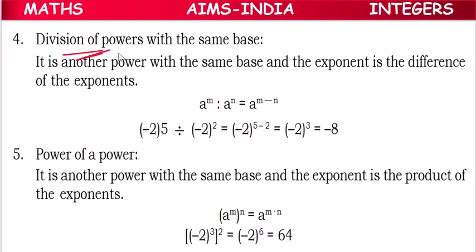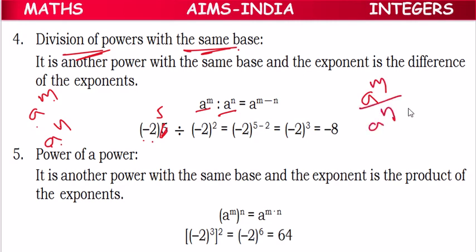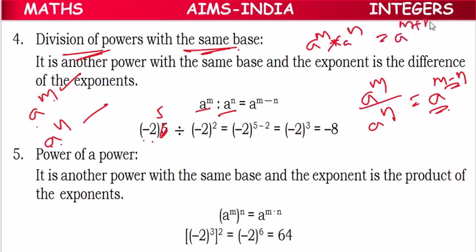Next. Division of powers with the same base. If they have the same base, if a power m is a power with base a, and a power n is a power with base a, then a power m by a power n is also a power with base a, where the power is the difference of the two powers. In case of multiplication, it is the sum of the two powers. In case of division, it is the difference of the two powers.